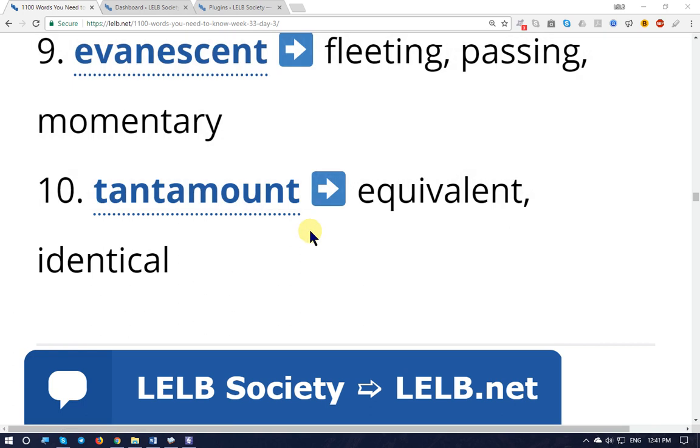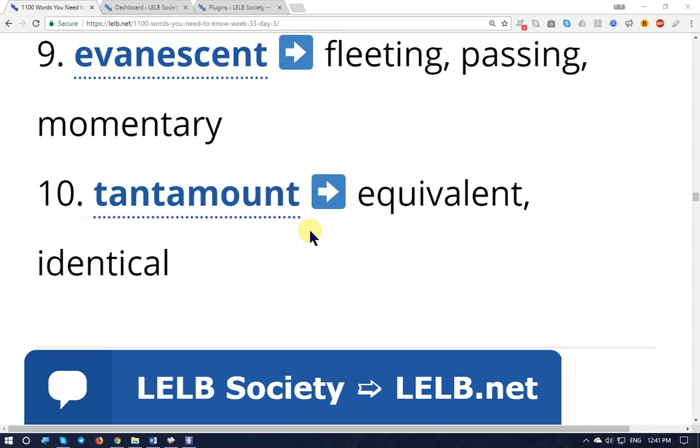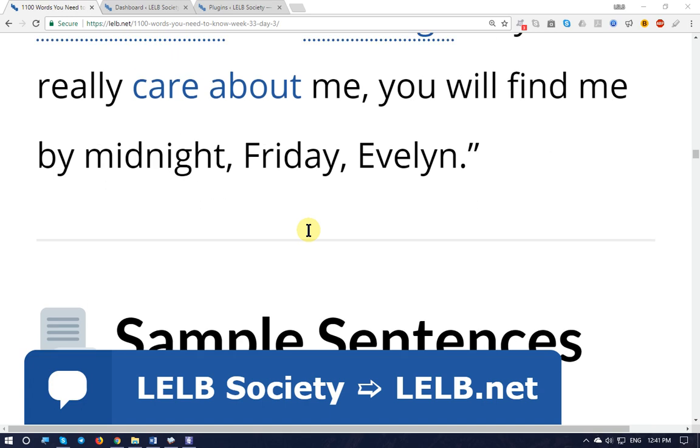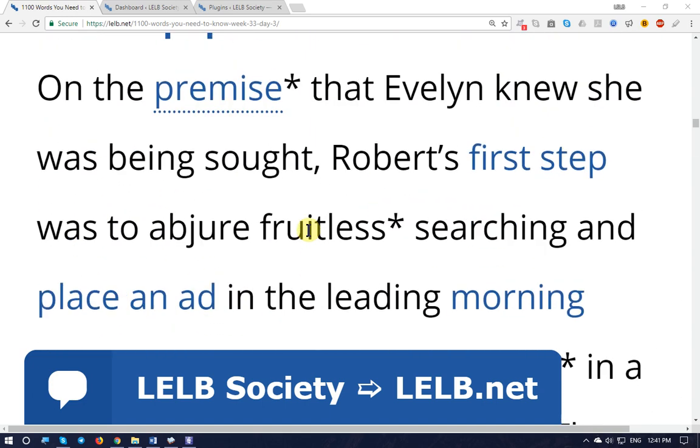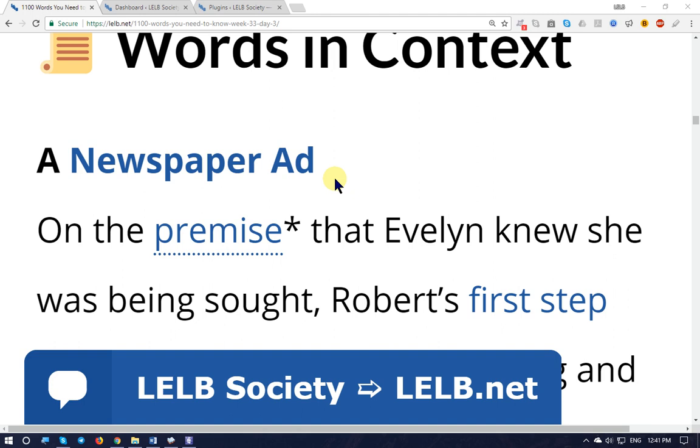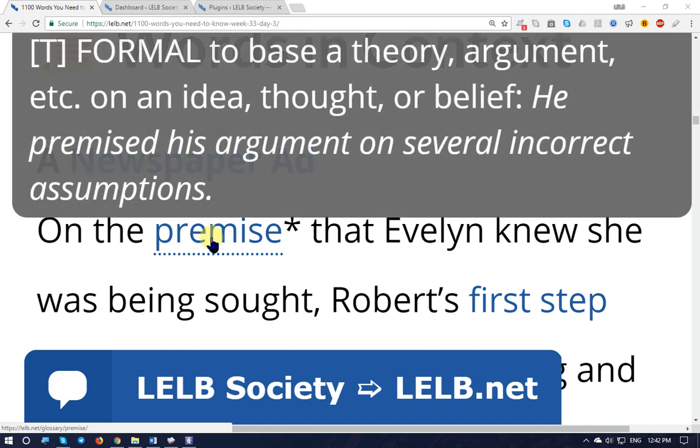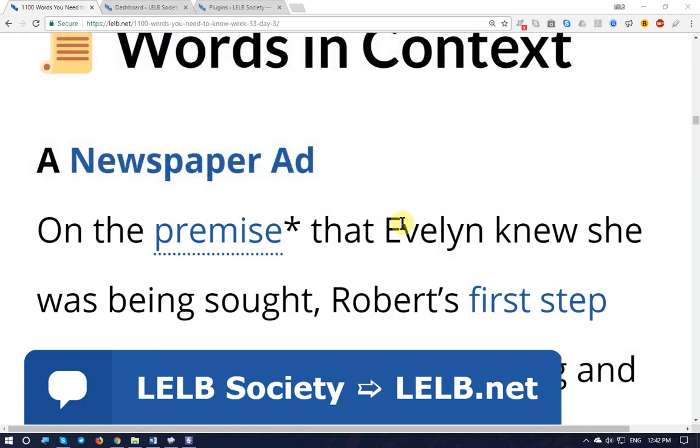Now let's see how these words have been used in the context. The title is A Newspaper Ad. Ad is the abbreviation for advertisement. On the premise that Evelyn knew she was being sought, means on the basis of, on the grounds of, on the assumption that Evelyn knew she was being sought.